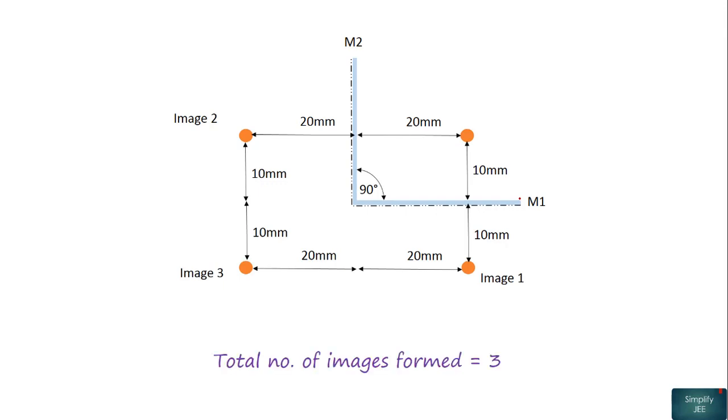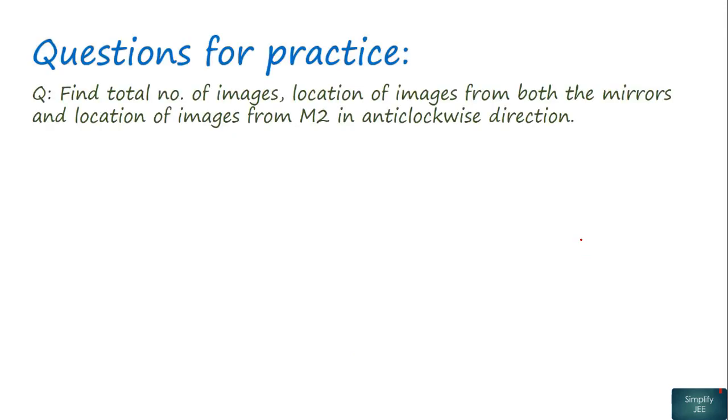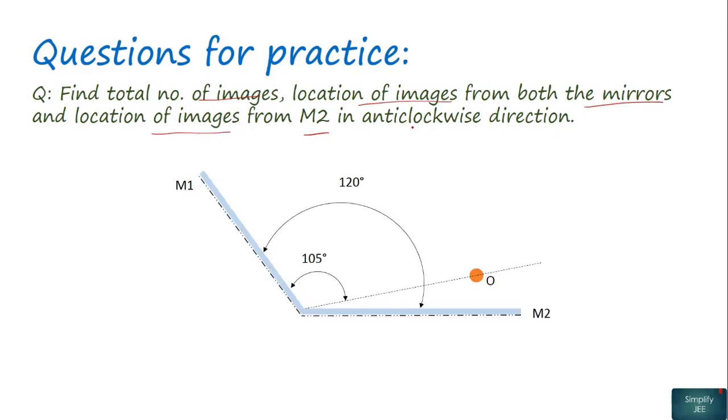Hence the total number of images formed over here will be equal to 3. Now in the next question, we have to find the total number of images and the location of images from both the mirrors and the location of these images from M2 mirror in anti-clockwise direction. Here it is given that the mirrors are inclined at 120 degree and the object is placed at an inclination of 105 degree from mirror M1.